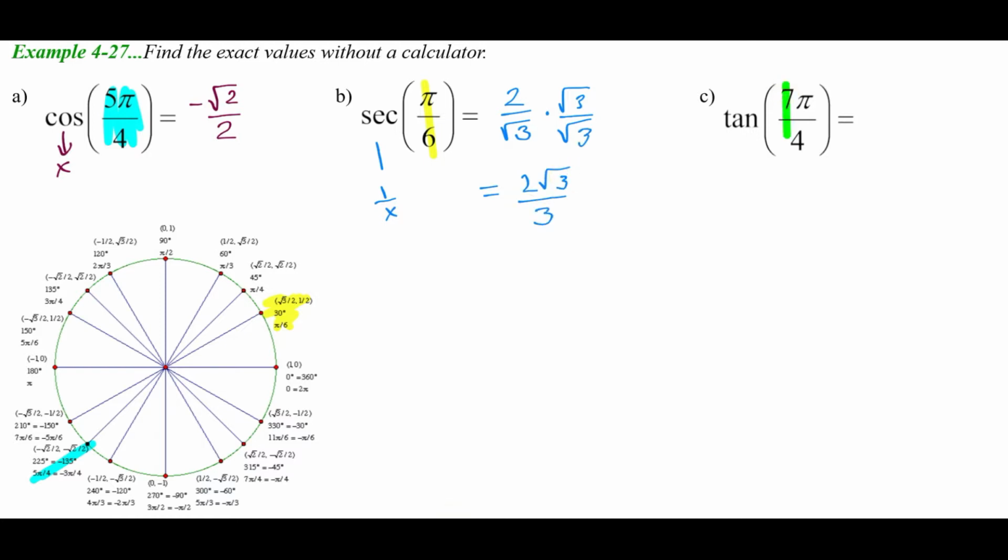Finally, here we're doing tangent of 7 pi over 4. 7 pi over 4 is here. Tangent, remember, is the y value over the x value. So we're going to do negative radical 2 over 2 over radical 2 over 2. And again, these are the same values. One is positive, one is negative, so that's going to give me negative 1.